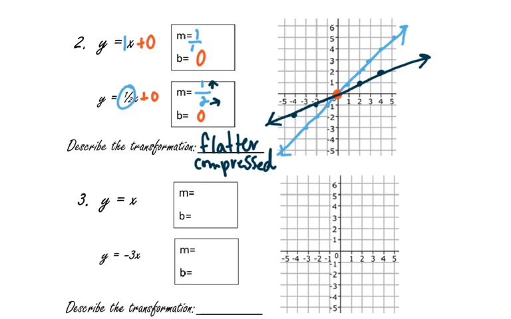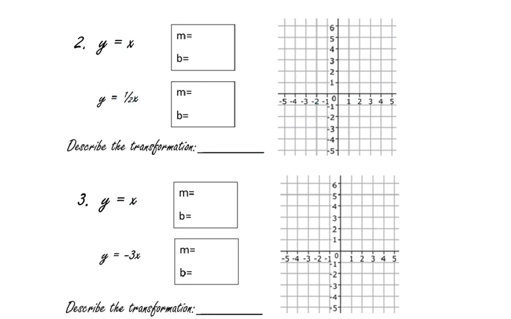We'll do one more together. So in number 3, again, parent function. Y is 1. Y-intercept is 0. I'm actually going to move this so we have more room to write.